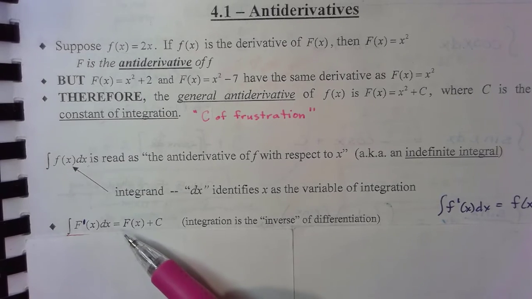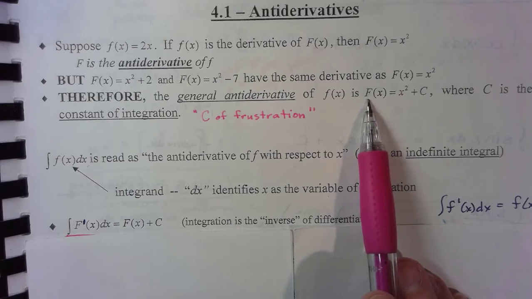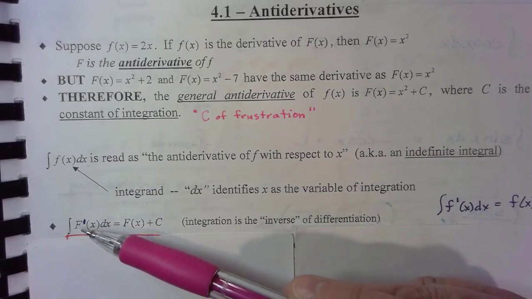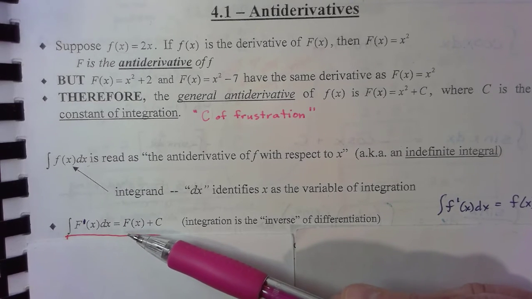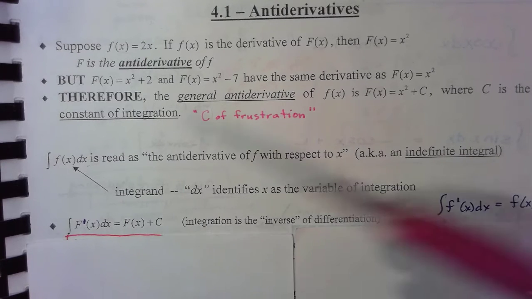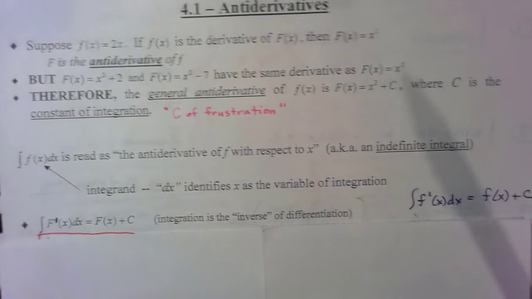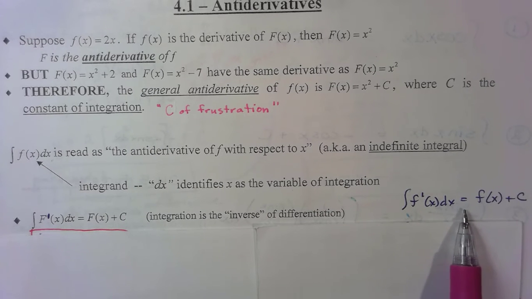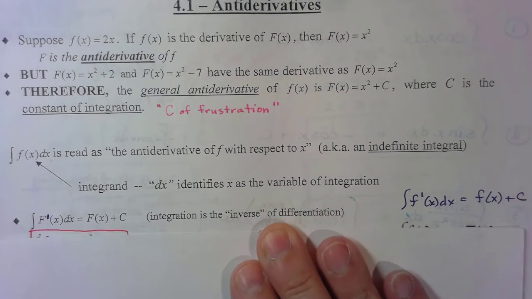Now I can look at some notation. You notice up here we had little f whose antiderivative was cap F. I can also do the antiderivative of cap F prime of x dx would give me cap F of x plus c. So integration is the inverse of differentiation. I could also look at my notation. The integral of little f prime of x dx would be little f of x plus c. So the notation is going to matter. Pay attention to what's given to you.